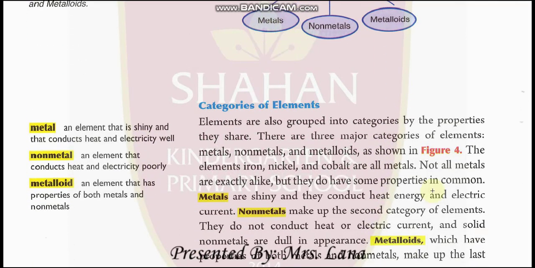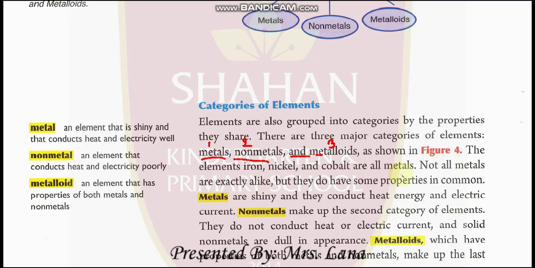And we have what? We have categories of elements. Elements are also grouped into categories by the properties they share. There are three major categories of elements: metals, non-metals, and metalloids. As shown in figure number 4, the elements iron, nickel, and cobalt are all metals.